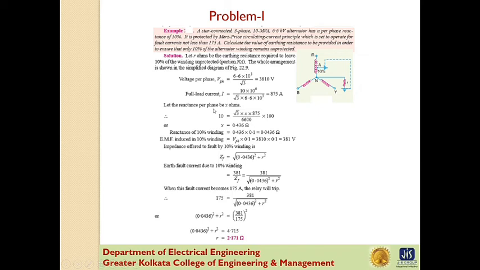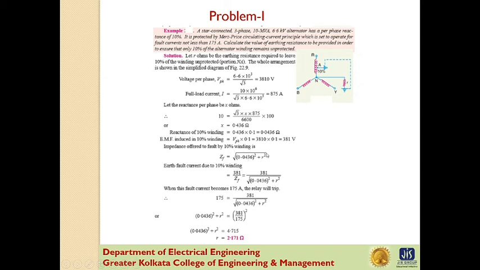Let the reactance per phase be X ohm. Now 10 equals root 3 into X into 875 by 6600 into 100. So from this equation, X is equal to 0.436 ohm. Now the reactance of 10% winding is obtained by multiplying the reactance per phase by 0.1, so it is equal to 0.0436 ohm, and the EMF induced in 10% winding is V phase into 0.1, that is 3810 into 0.1, 381 volt.